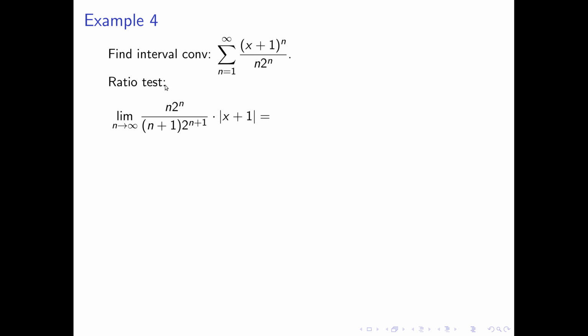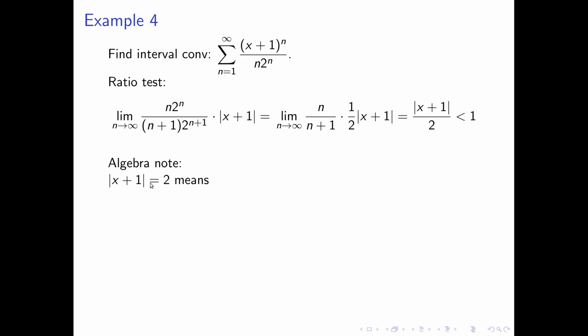So if you just do the ratio test, there's the n plus first term divided by the nth term. I guess I've already simplified it for you. And so when I take the limit, do you see what we're going to get? The n over n plus 1 will go to 1. 2 to the n over 2 to the n plus 1 will go to 1/2. And so this is just going to go to x plus 1 over 2. So I need that to be less than 1 in order for this to converge absolutely. Therefore, my radius of convergence is 2.